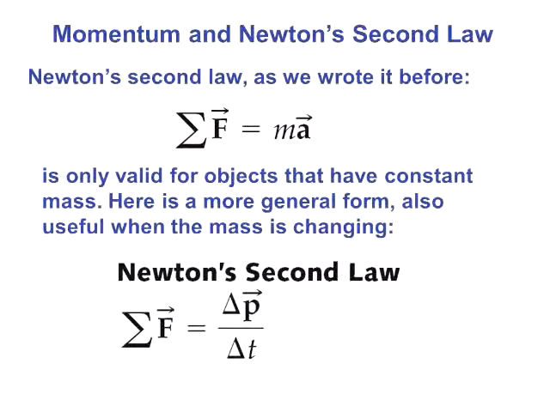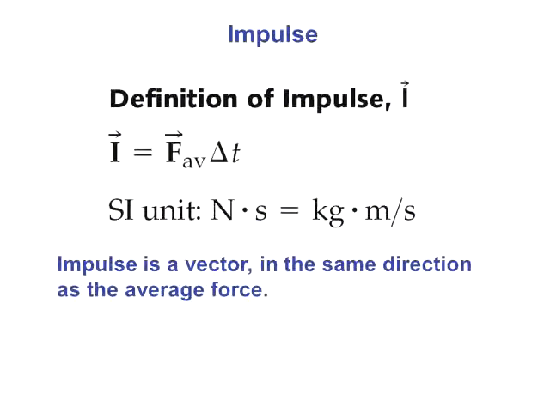So Newton's second law, you can see there, is valid for objects that have a constant mass, a mass that has to stay there. Here is more of a general form, also useful when mass changes. We're not going to really talk about mass changing so much.